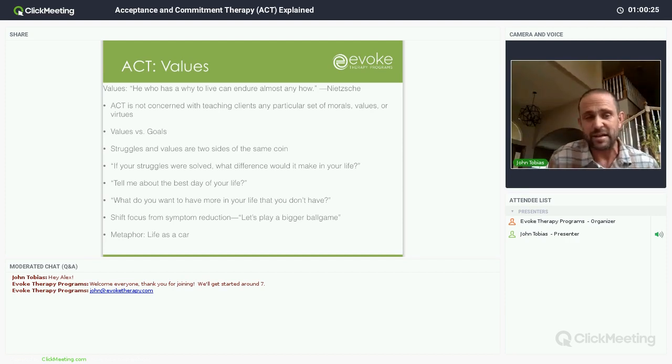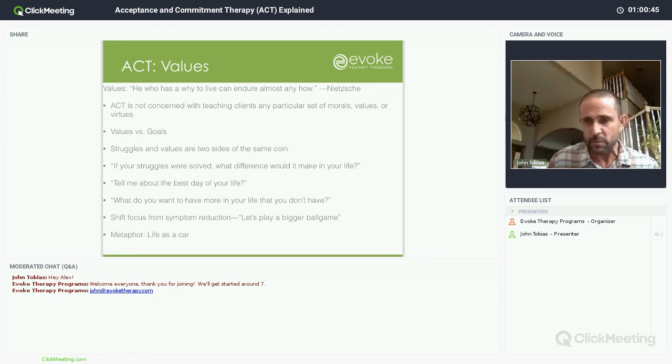That's the value. And I know it's a value because otherwise they wouldn't feel anxious about it, right? They wouldn't care. If you don't care about something, you don't feel anxious about it. So I like this idea of, if we can identify the struggle, the value's not too far behind.